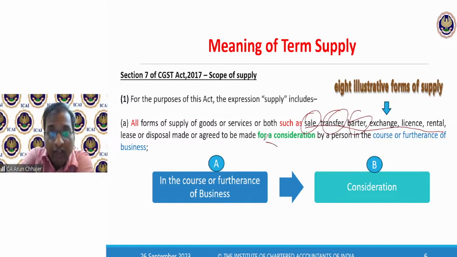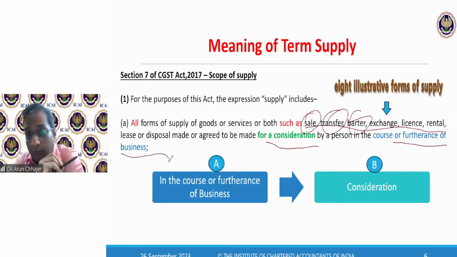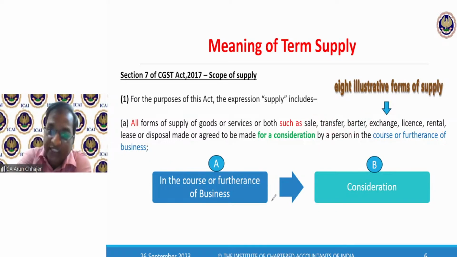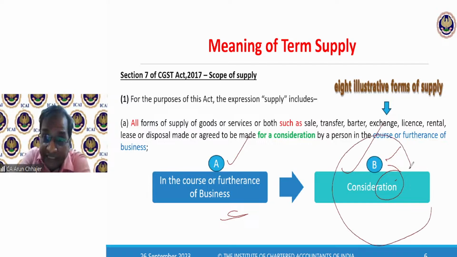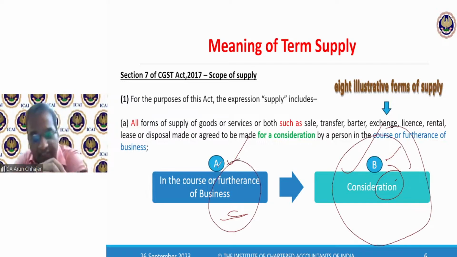And "for a consideration" and "in the course or furtherance of business". Now, they've used 2 conditions, and these 2 conditions would always be looked into. One is business and one is consideration. It means the transaction should be for consideration and it should be in the course or furtherance of business. We will discuss in detail what is the meaning of consideration and what is an example of consideration. Same, we will have a discussion on business.